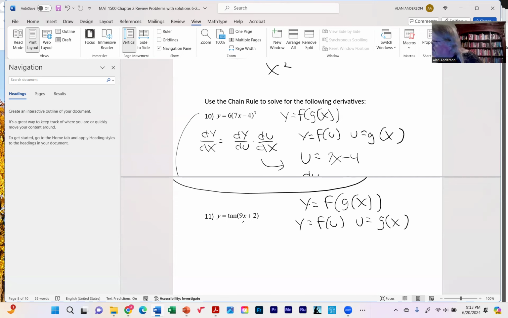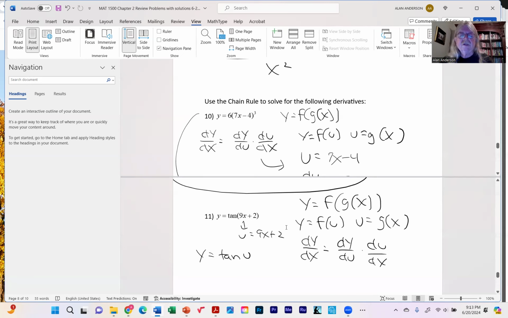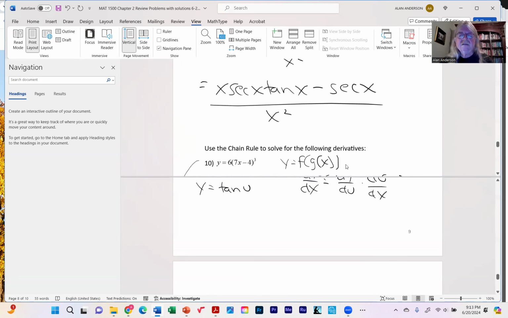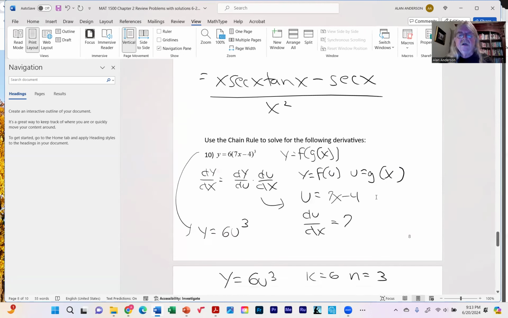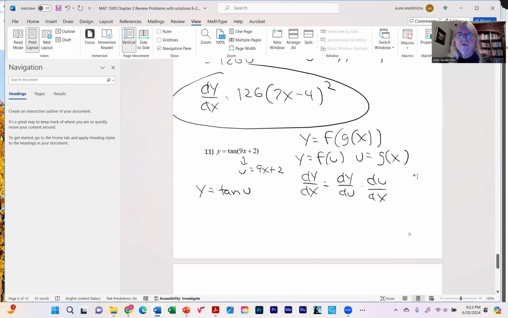So here, let's try u equals 9x plus 2. So y is tan u. Okay, now let's try this. du/dx will be a breeze because we don't need this anymore. If u is just 9x plus 2, based on the power rule, du/dx would just be 9.